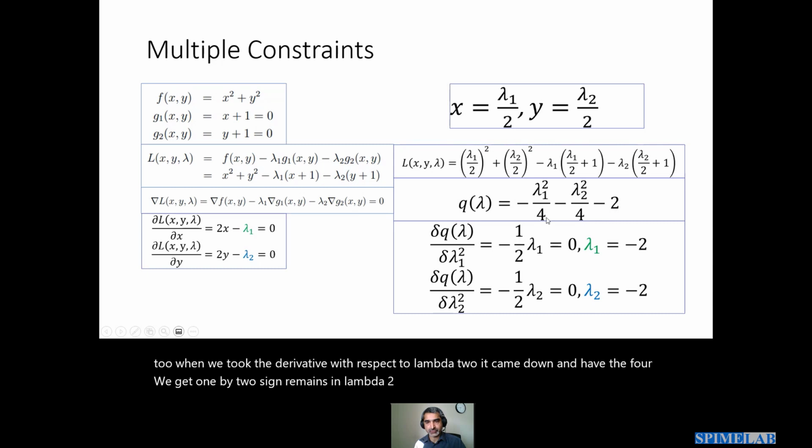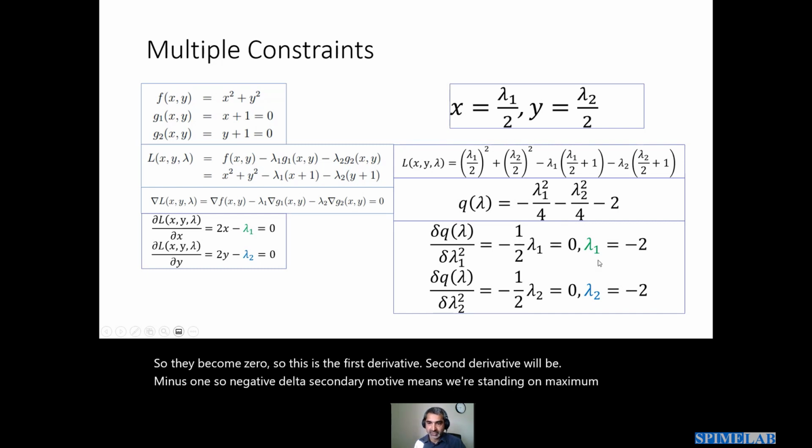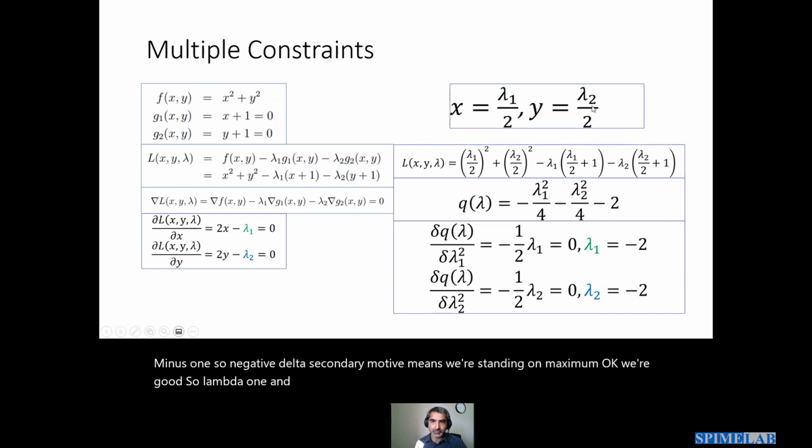And lambda 1 squared by 4 is a constant when we look at this with respect to lambda 2. So it becomes 0. So this is the first derivative. The second derivative will be minus 1. A negative second derivative means we are standing on a maxima. Okay, we are good. So lambda 1 and lambda 2 are minus 2, and we put them back here.